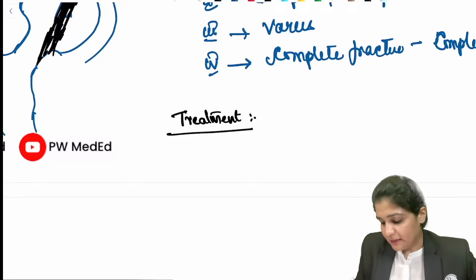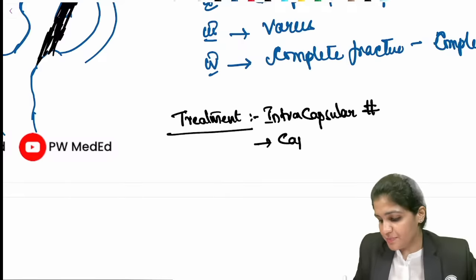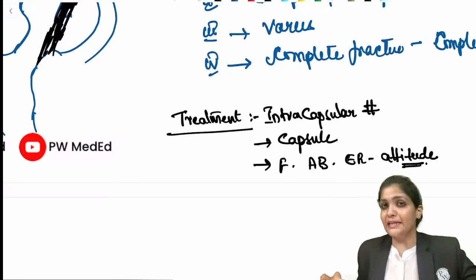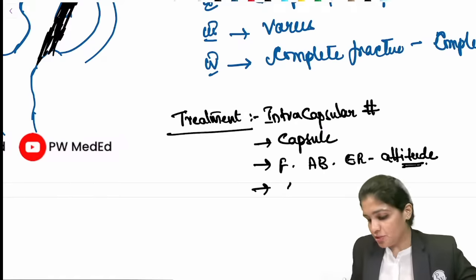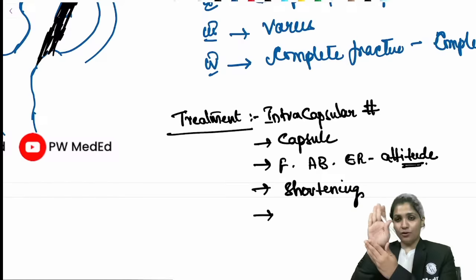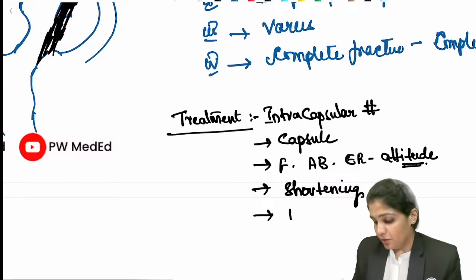So IC is nothing but your intracapsular fracture. That means inside the capsule. The attitude of the limb is flexion, abduction, external rotation, but it is not so profound as in an intertrochanteric fracture. There will be shortening, but not as profound as in IT fracture, because the capsule will hinder the external rotation and shortening from happening completely, right? And then non-union is the complication, right?